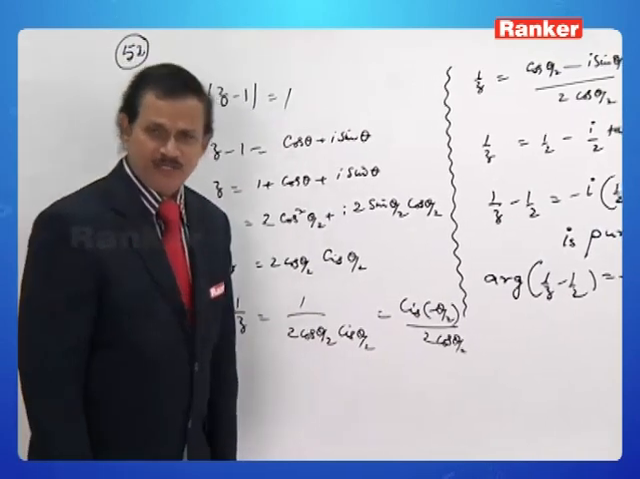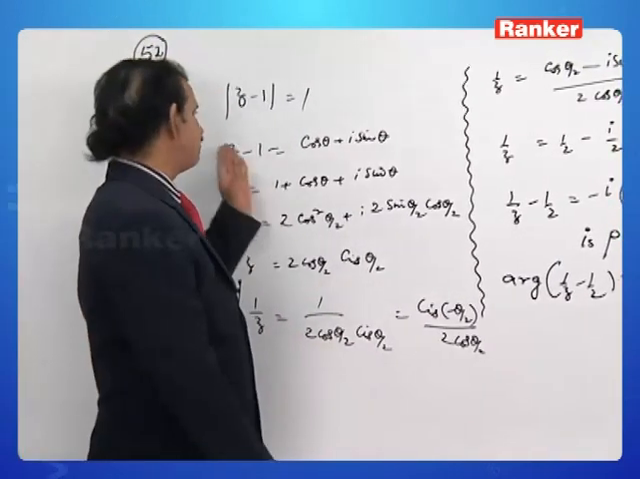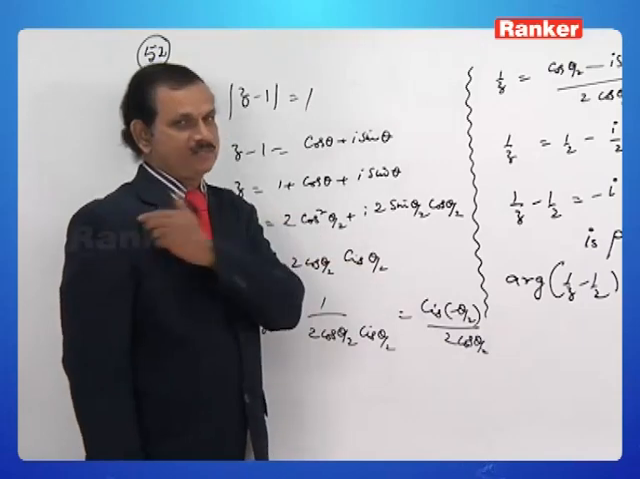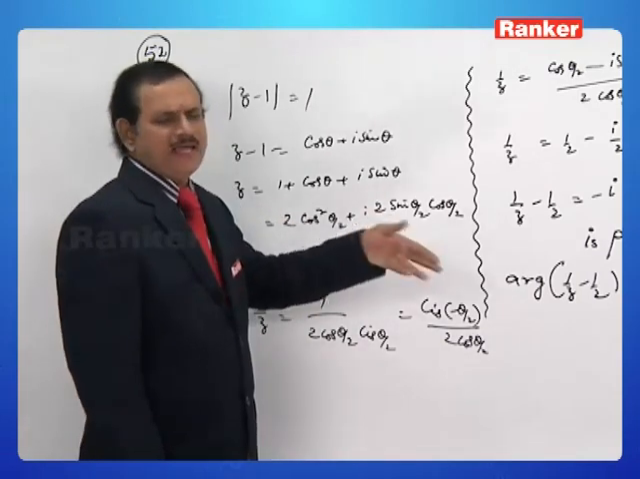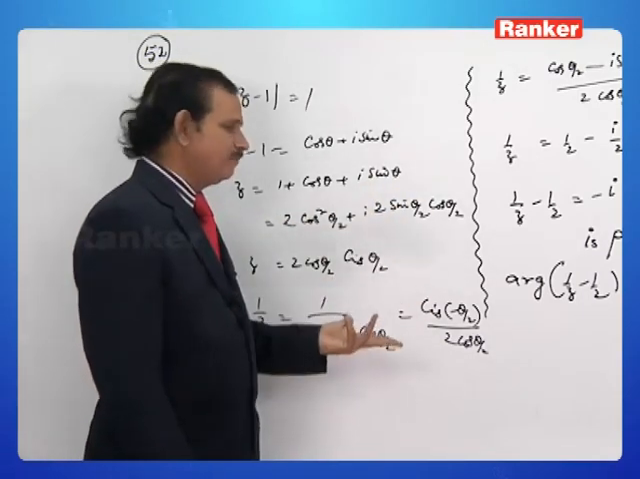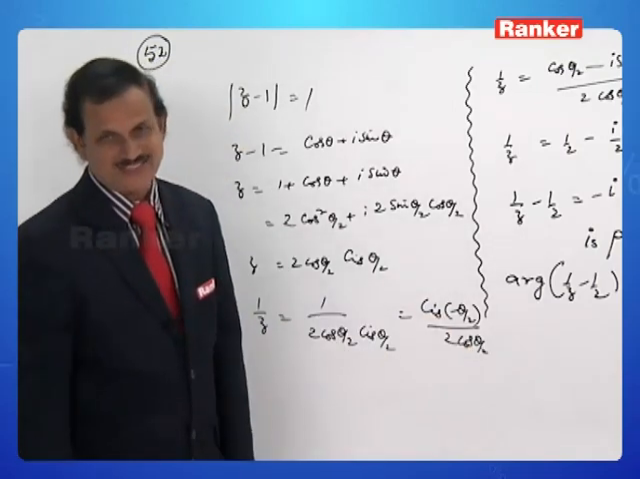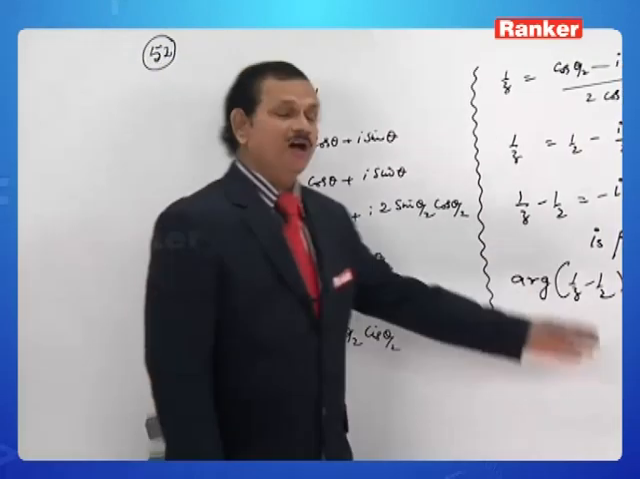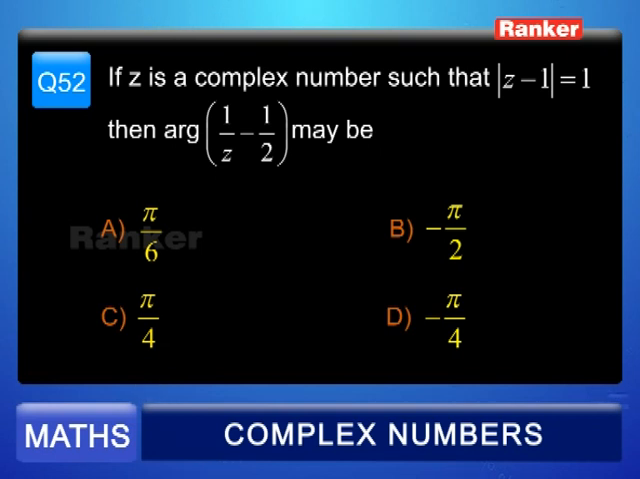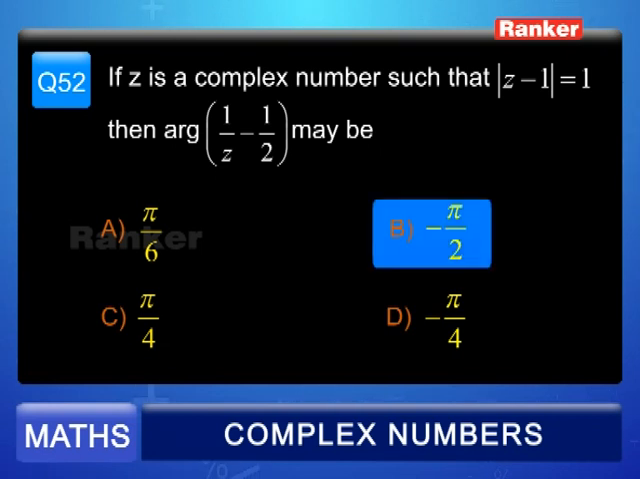The crucial item here is imagining z − 1 as cis θ, that is cos θ + i sin θ, thereby step by step every step will be at our feet. Thereby the answer is: the argument of 1/z − 1/2 is −π/2. Option B.